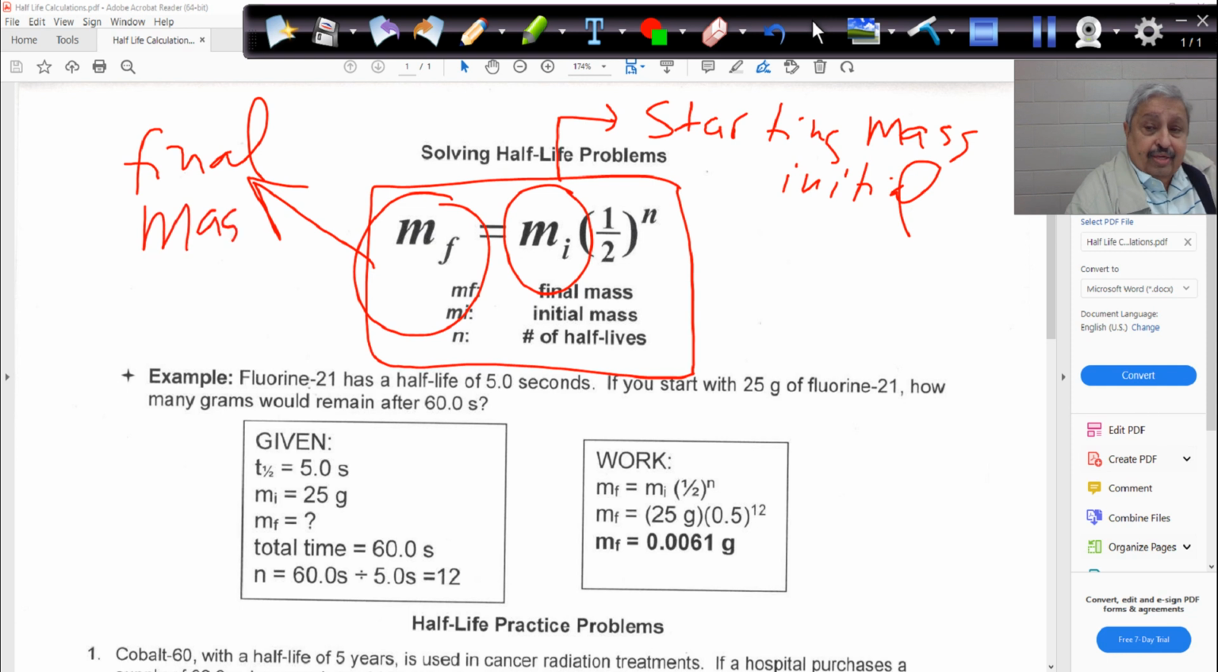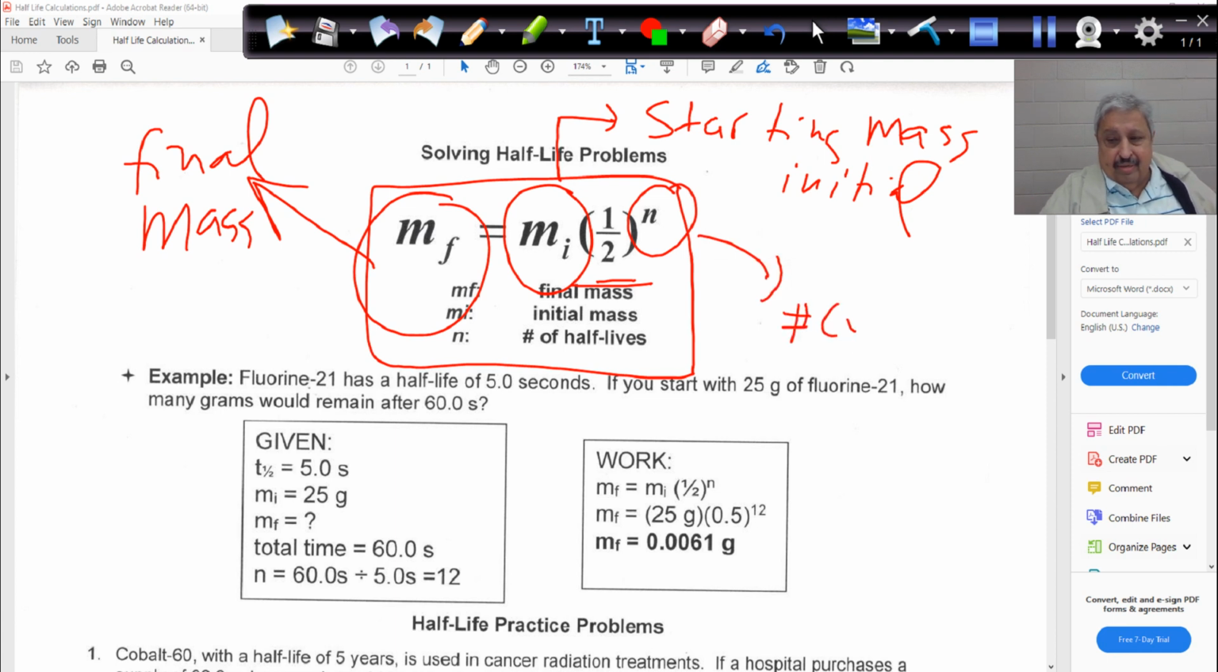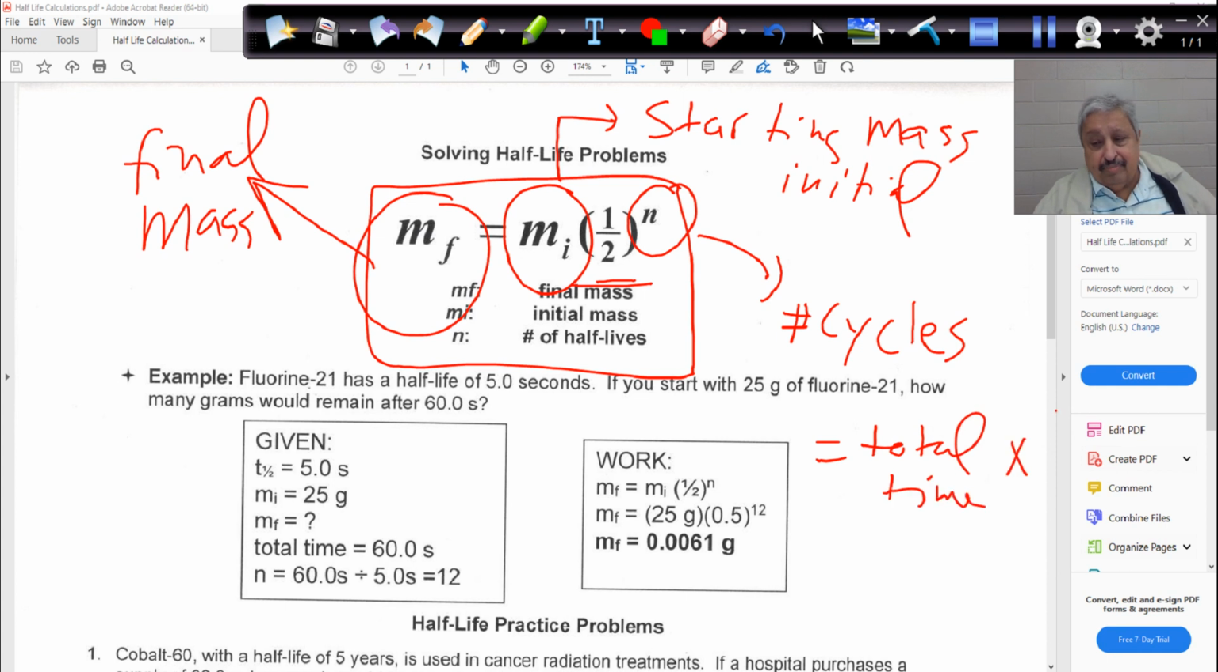Final mass. So initial mass, starting mass, and final mass, correct? So we have initial or starting mass and final mass. Those are two, and then you multiply by half because we are dealing with half-life time. And the n is really the number of cycles, or number of half-lives. The number of cycles will be the total time given divided by the half-life.